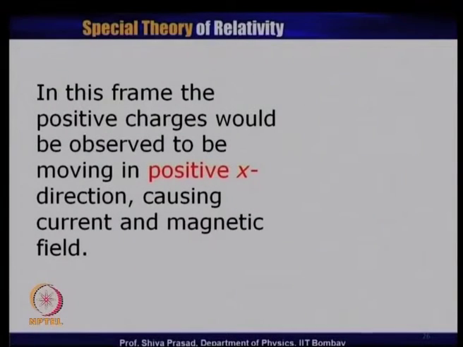And because, as we have said here, this velocity is in the negative direction, the positive charges, which were stationary earlier, would appear to a person sitting here to be moving in the positive x direction. Therefore, an observer in S prime would feel that all these positive charge carriers are moving in the plus x direction.